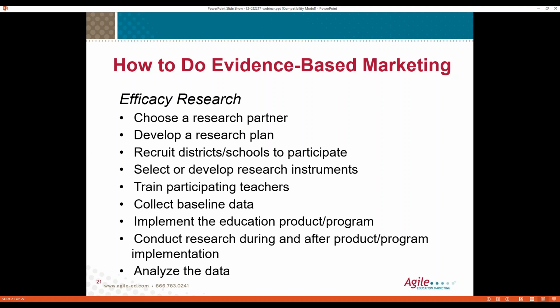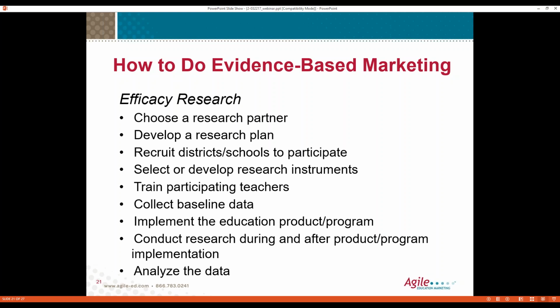During the implementation, you probably want to somehow track what we call implementation fidelity. There's probably a recommended way and timing and amount of dosage, if you will, of the product. You want to make sure that teachers are actually doing it, and then after you want to see what kind of outcomes, what kind of impacts. And then you analyze the data and you start writing up reports and other kinds of informational pieces around it.